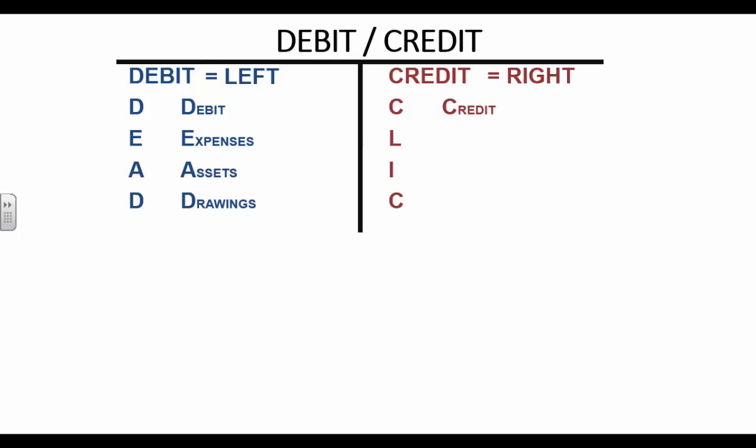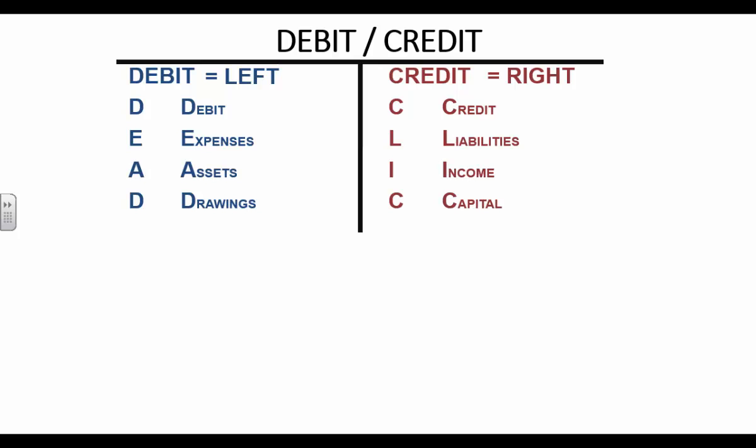If the A in DEAD stood for assets, well then the L would stand for liabilities. If the E was for expenses, the I would be for income accounts. If the D was for drawings, the opposite of drawings, what the owner takes, is capital, what the owner puts in. So DEAD and CLIC.